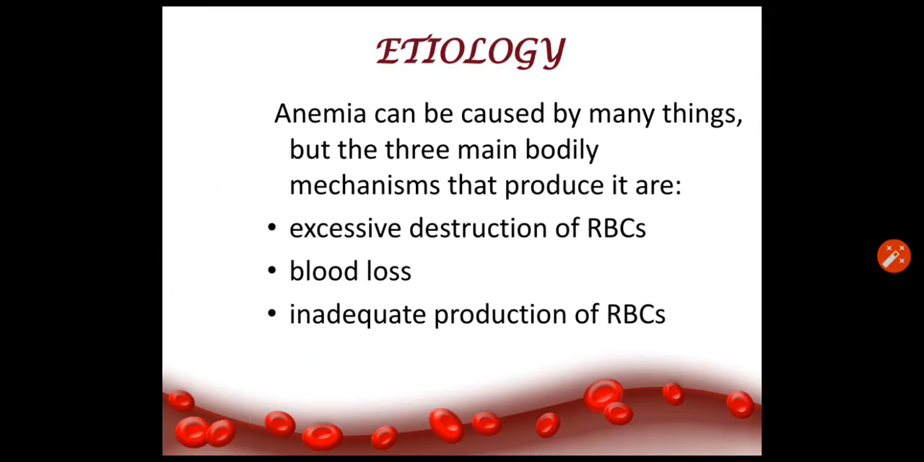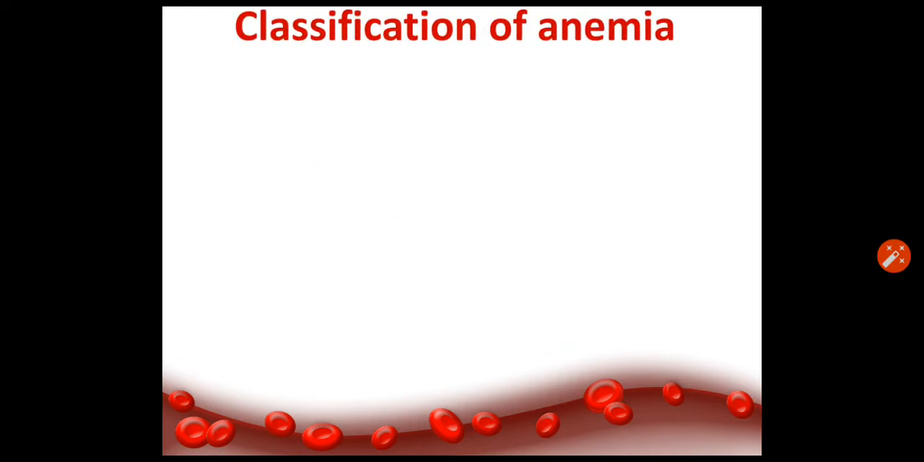Regarding the etiology of anemia, anemia can be caused by many things, but generally 3 main body mechanisms are responsible for the production of anemia. So the first reason is excessive destruction of RBC. The second reason is blood loss. And the third reason is inadequate production of RBC. So these are the 3 main mechanisms that predispose to anemia.